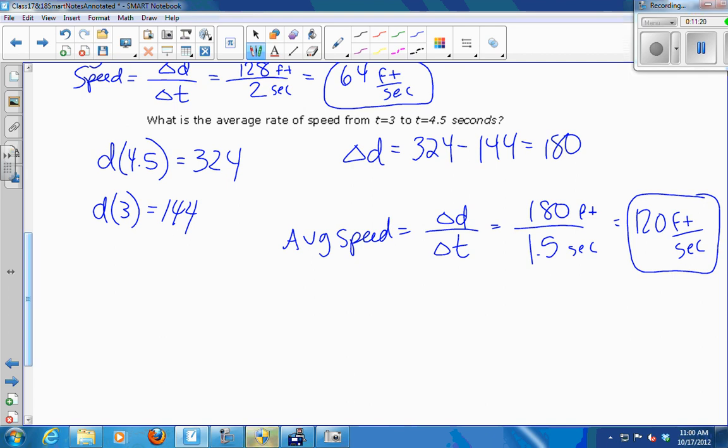Does that make sense? Should it be faster? Yeah, because objects accelerate as they fall. They go faster and faster and faster. Which is why dropping something really small off a tall building is dangerous, right? If you drop a penny off the Empire State Building, even though it's really small, it speeds up and speeds up and speeds up, and it's going really fast by the time it gets to the ground.